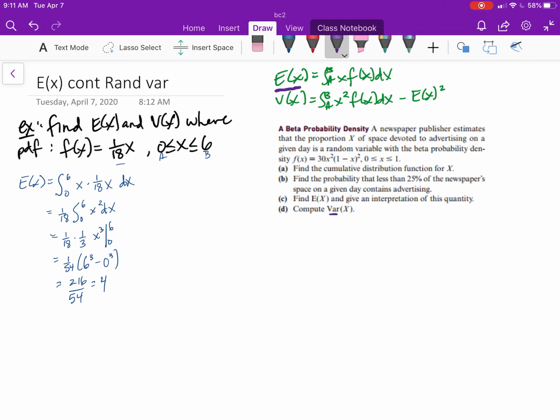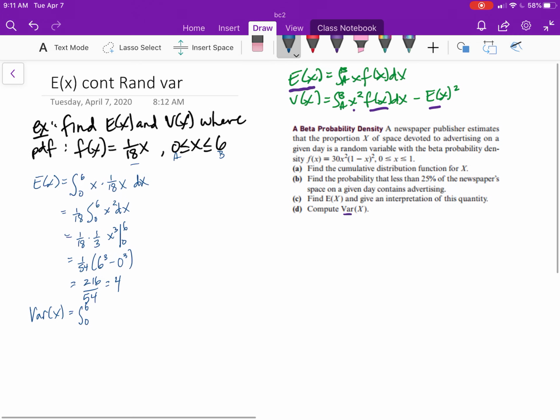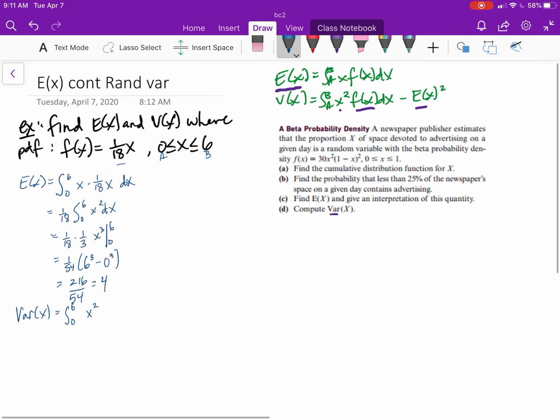Alright, in the variance formula now, notice we still need f of x, and instead of just x, we have x squared, but we need the result from the expected value. So the variance range is still 0 to 6. x squared multiplied by 1/18 x dx. Subtract our E of x squared, so we got 4, so subtract 4 squared.